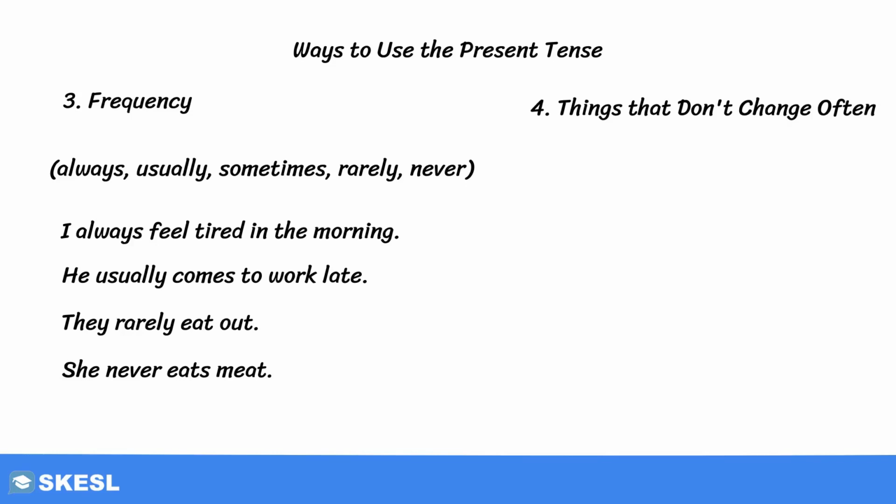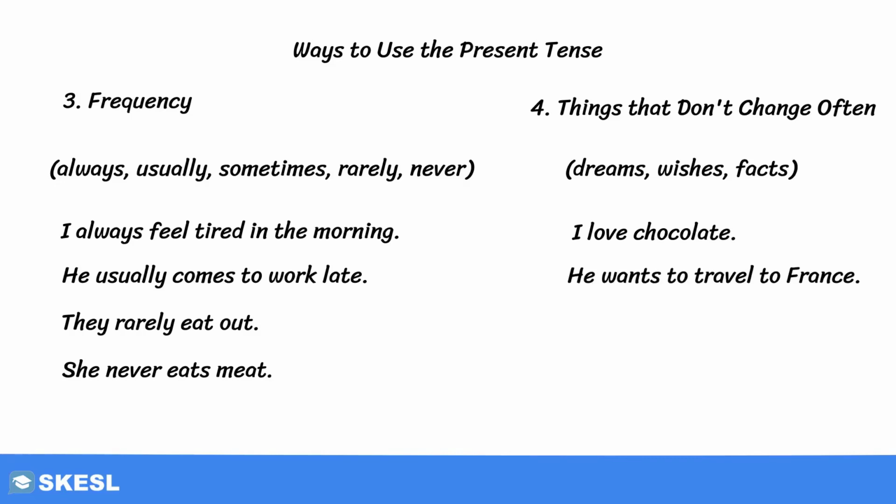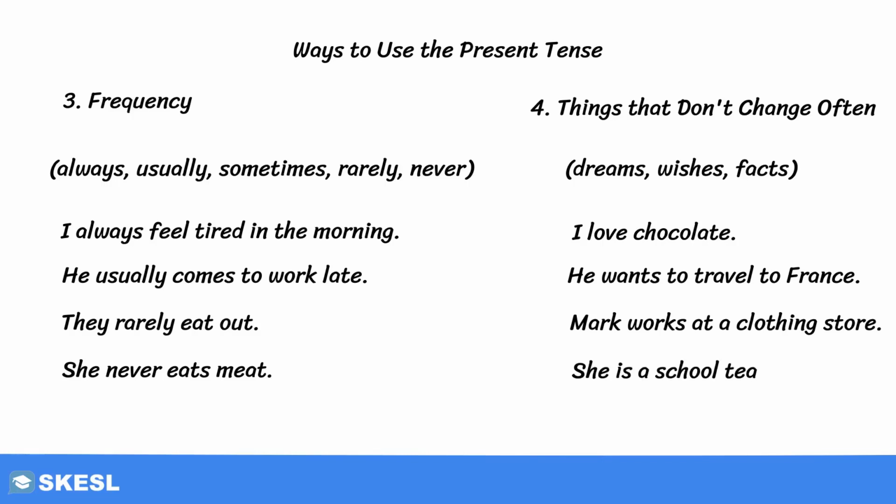Fourth, we use the present tense to talk about things that do not change often, like dreams, wishes, or facts about our lives. For example, I love chocolate. He wants to travel to France. Mark works at a clothing store. She is a school teacher.